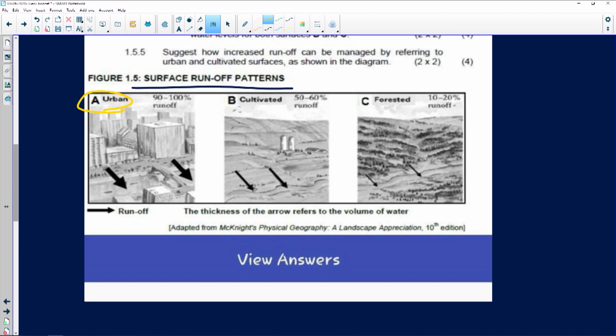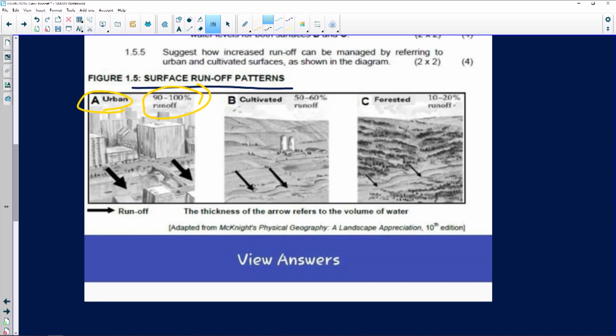90 to 100% runoff. So let's assume this means surface runoff. So that's what they mean. They mean it's going to be 90 to 100% surface runoff. So what they're trying to tell us over here is that water is not going to infiltrate. So the water that we're going to see in the urban area is going to be on top of the surface. We're going to see it. It's not going to go underground.